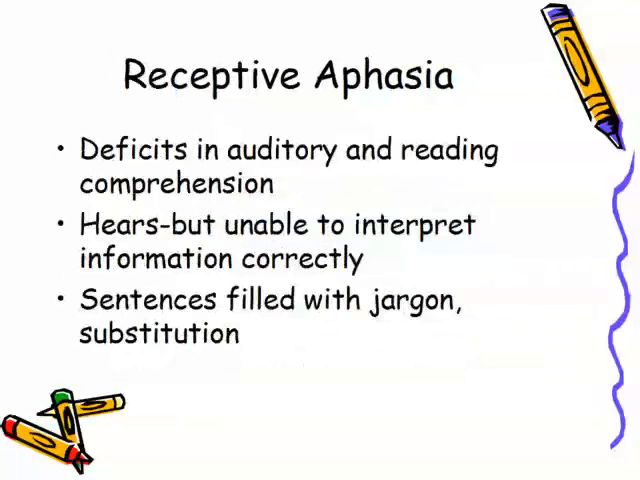Receptive aphasia, on the other hand, is where there's a deficit in the auditory and reading comprehension area of the brain, in other words, Wernicke's area. And these patients can hear, but they're not able to interpret information that they're hearing correctly. When they talk, their sentences are typically filled with jargon, word substitution, and all those types of things. Typically, their speech may be very fluent, but may have inappropriate words in it, inappropriate content, and those types of things.